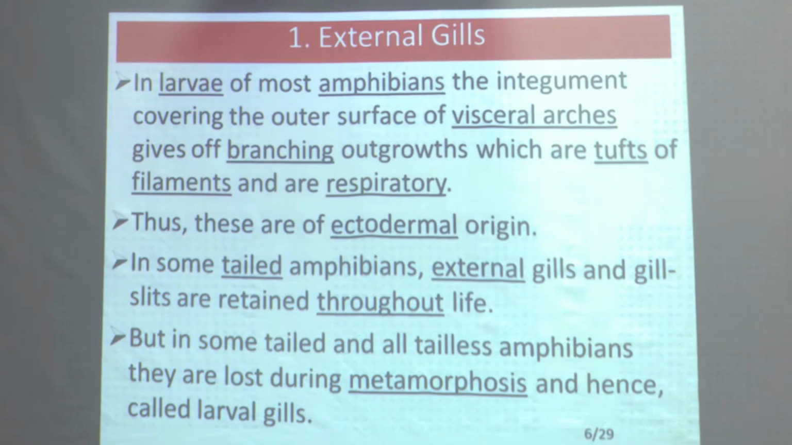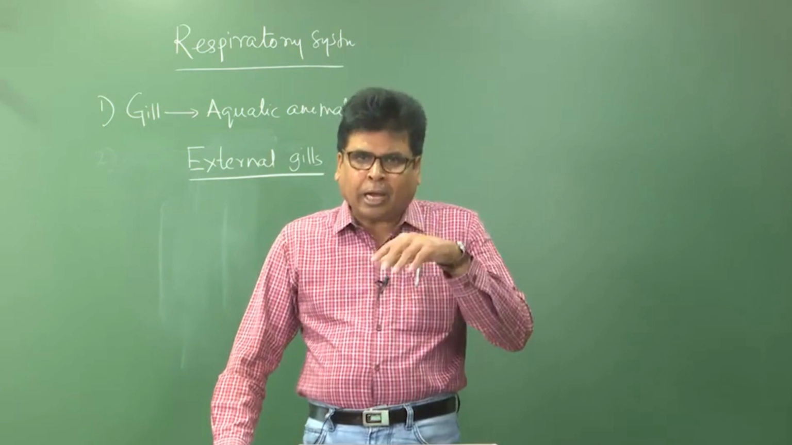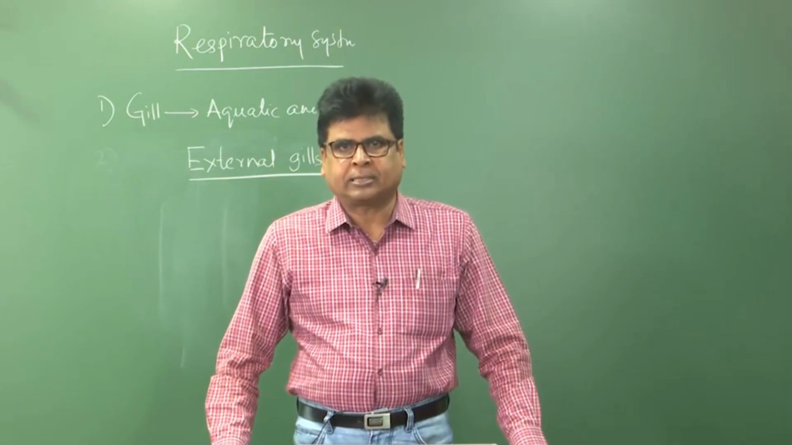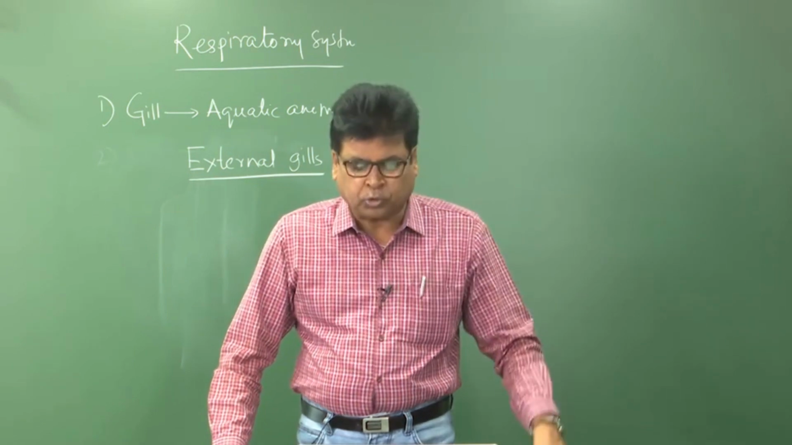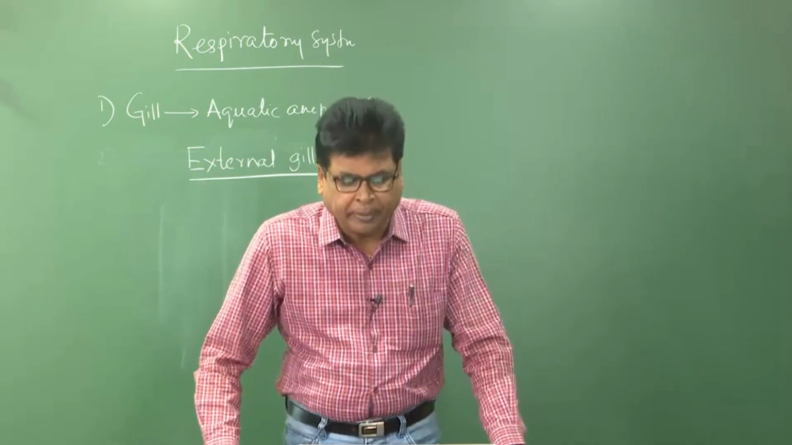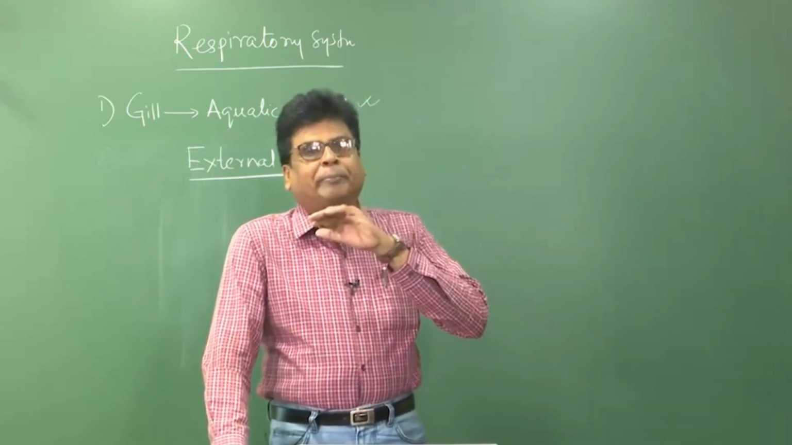Okay. So in larvae of most amphibians, the integument covering the outer surface of visceral arches gives off branching outgrowths which are tufts of filaments and respiratory in nature. Again the very important sentence, in larvae of most of the amphibians. So whenever the larvae of amphibia are produced, at that time how do they respire? What happens? The integument covering the outer surface of visceral arches.